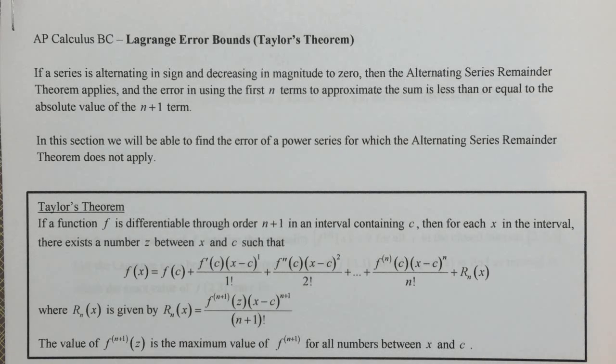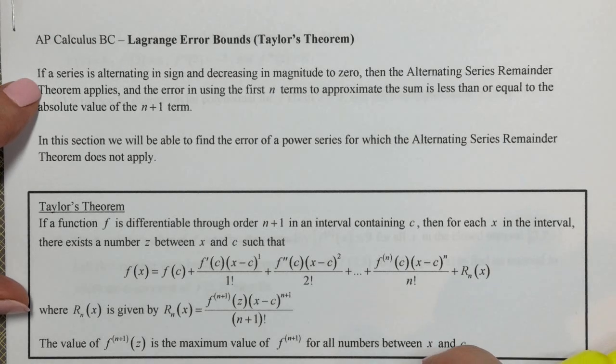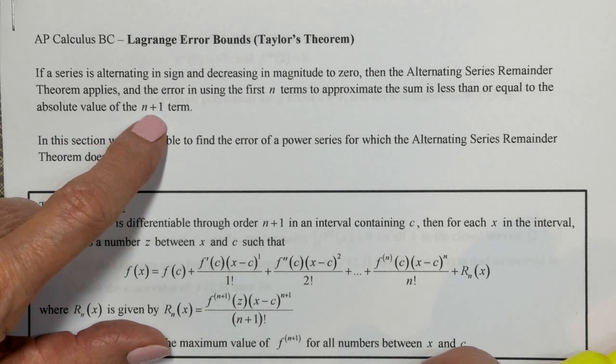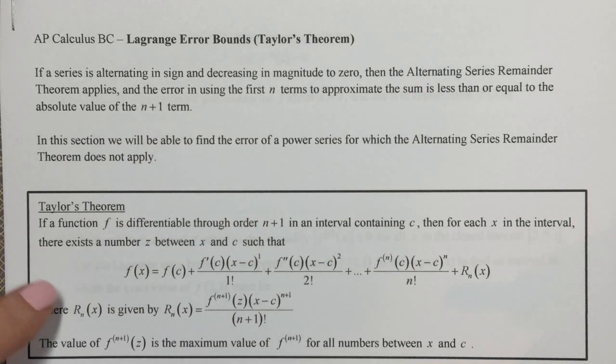With Taylor's series, we are also going to be using a given number of terms to approximate the sum of the series, and we will be able to find something about the error made when we make that kind of an approximation. So again, the alternating series remainder theorem is still in effect. It is our most accurate bound. It minimizes the error. Sometimes our Taylor's series is alternating in sign and decreasing in magnitude to 0, and if it is, we will still use the alternating series remainder theorem.